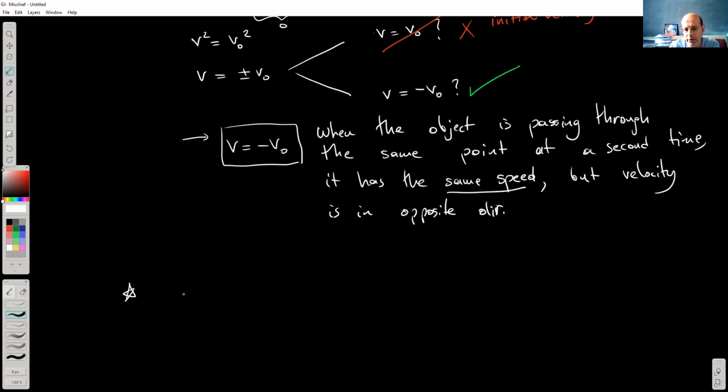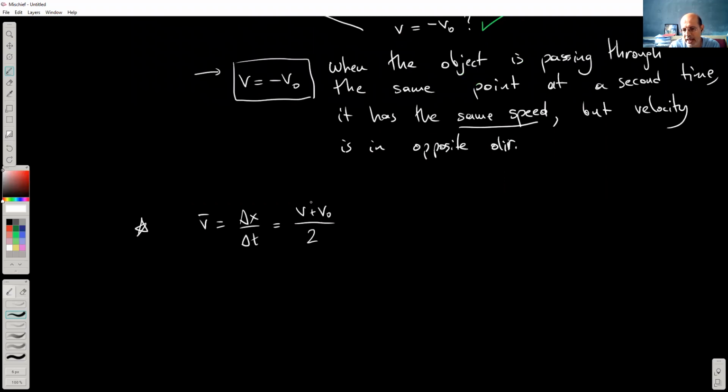Another point of view, we can also think of it like that. Average velocity is delta x over delta t, right? And again, one of the constant acceleration formulas says that the average velocity is equal to the arithmetic average of the initial and the final velocity. So in that case, the displacement is 0, so therefore the average velocity is 0. And so from here you can basically reach the same conclusion again. All right, that's an alternative way of doing this.